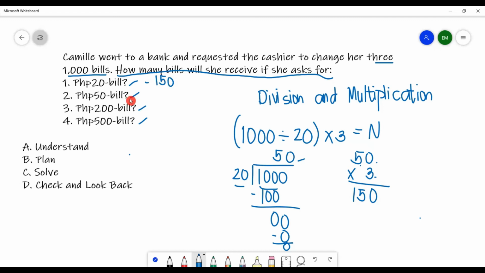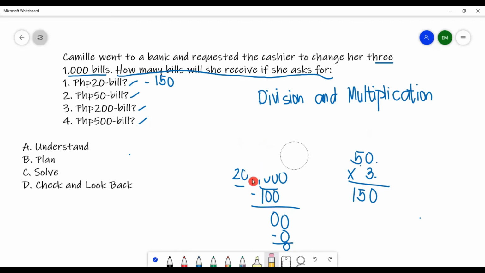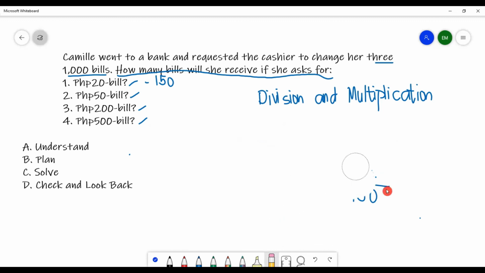Now, let's go to number 2. How many bills will she receive if she asks for 50 peso bill? Likewise, we are going to use division and multiplication because we are going to divide 1,000 by 50 and then multiply again by 3 because there are 3 1,000 bills.